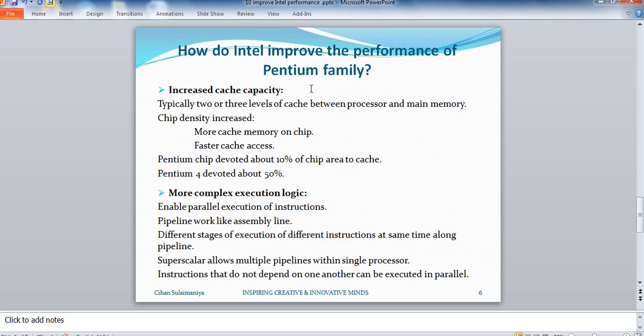Now, how does Intel improve the performance of the Pentium family? There are 2 ways to improve the performance of the Pentium family. One of them is to increase the cache capacity. So when you increase the cache capacity, for example, from 2 gigabytes, make it maybe 4 gigabytes.